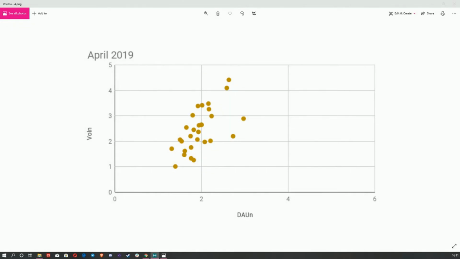Moving on to April, not quite as exciting as March, so we don't have any activity in this 5 times region here, but still better than January and February. So still more people than average and more spending going on.